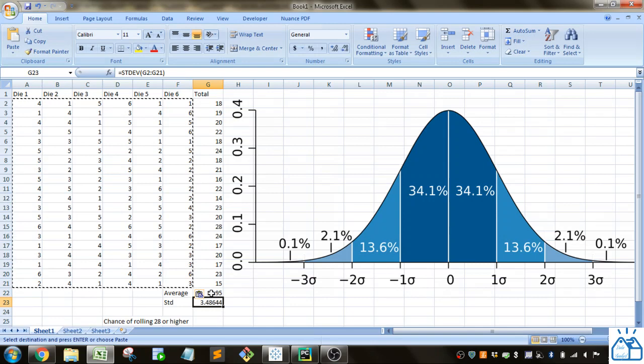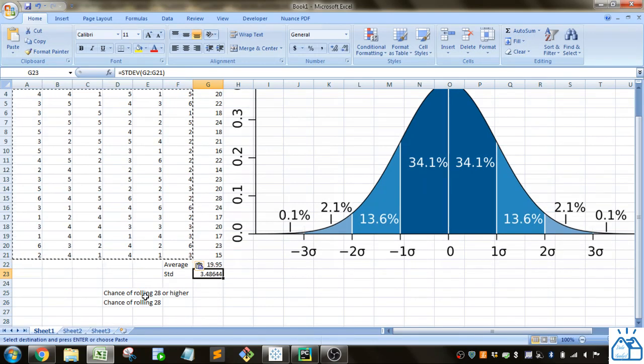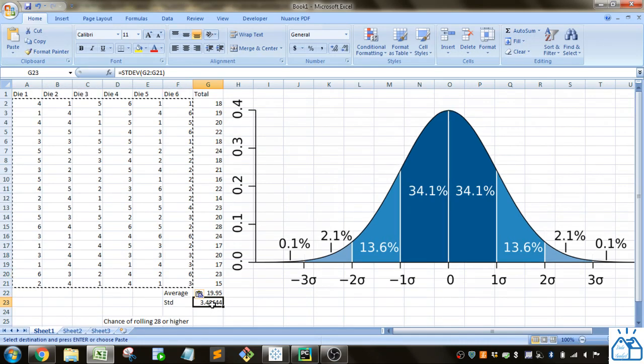So basically, we want to answer a couple questions that I had. What's the chance of rolling 28 or higher? And what's the chance of rolling 28 specifically? If you don't remember the normal distribution, this is it. We've got the mean here at 0, and then 1 standard deviation. This is what that sigma means. From -1 to 1, we've got about 68% here. And then further out, you can see how it breaks down. If you take the area under the curve from -infinity to infinity, this equals 1.